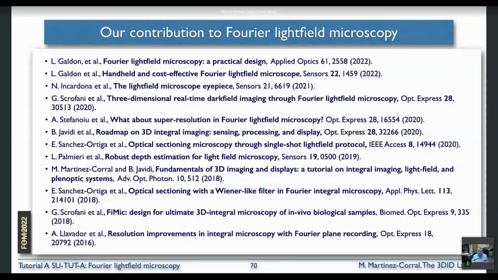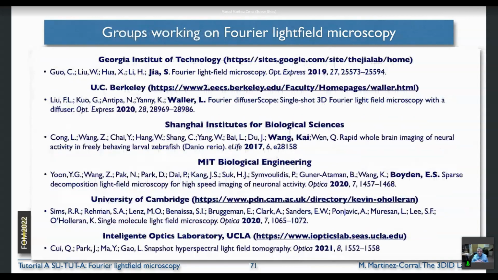Our contribution to Fourier Lightfield: we have contributed from our first paper, and here you can find the microscope, the handheld, and the algorithms we have been proposing for this technique. Of course, we are not the only people working on this technology. I have identified up to 6 groups now working on the development of this technique.